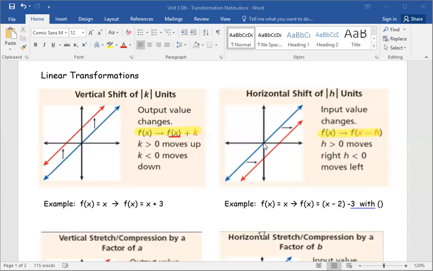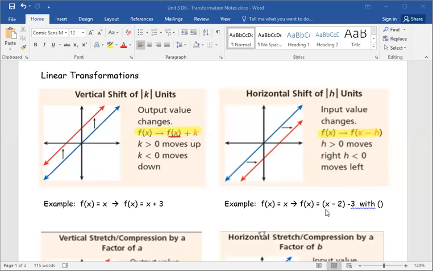Horizontal shift is if I took the line and I slid it along the x-axis. In other words, I just moved it left or right. Now, technically, that means that I am moving minus h. Here h represents the left or right movement.